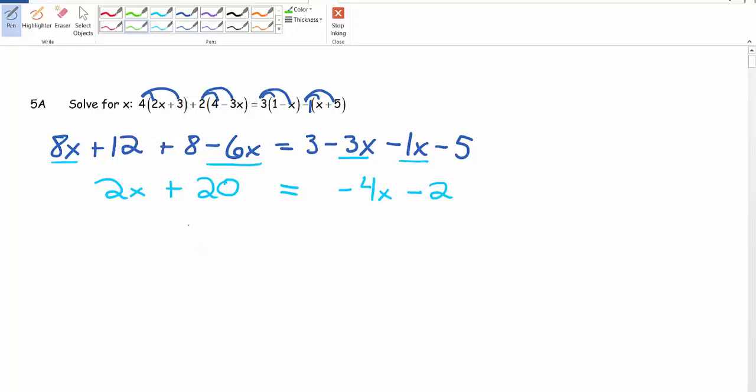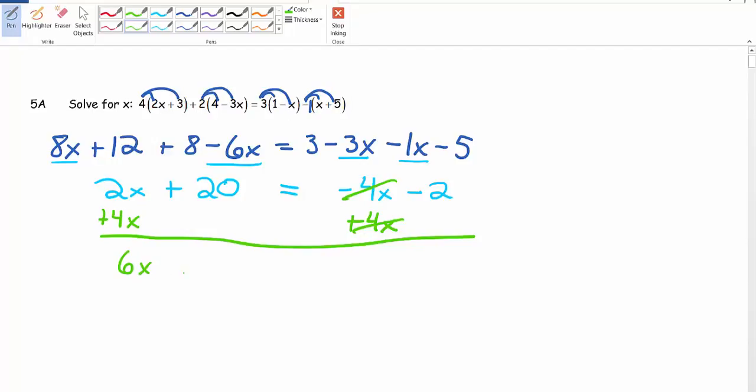Now what we want to go ahead and do is get all of the x's on one side and numbers on the other. So generally we try to keep our variable, in this case x, positive. In order to do that, what we would go ahead and do is add 4x to both sides. And when we do that, on the right side, these end up canceling. 2x plus 4x gives us 6x plus 20 equals negative 2.